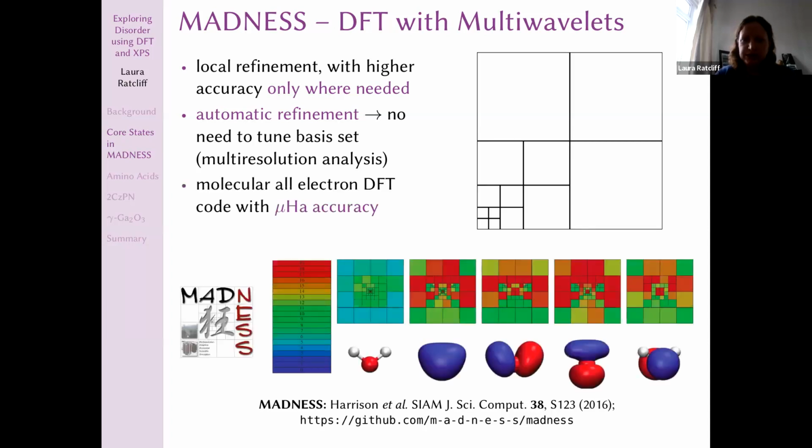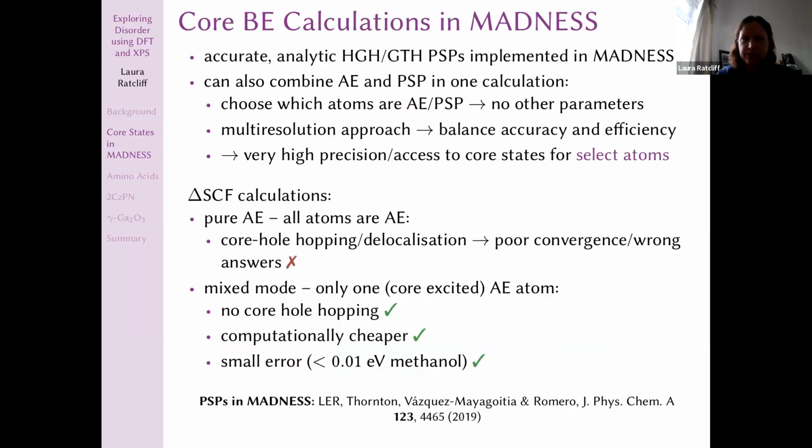And when we put this into a DFT code, what that gives us is a molecular all-electron DFT code, which can get up to micro Hartree accuracy if you push the basis set far enough. To achieve this, in the water molecule case, for example, we adapt the grid separately for each of the orbitals to keep this balance between accuracy and efficiency. So this is quite a nice formalism. We've got explicit access to the core states. We can get very precise energies, but we want to do a little bit more than that.